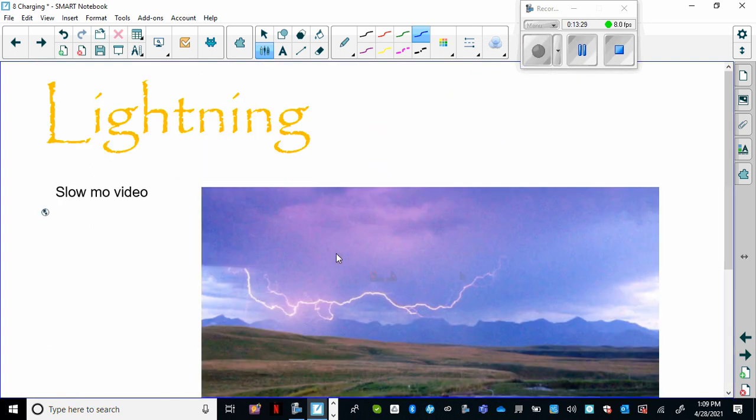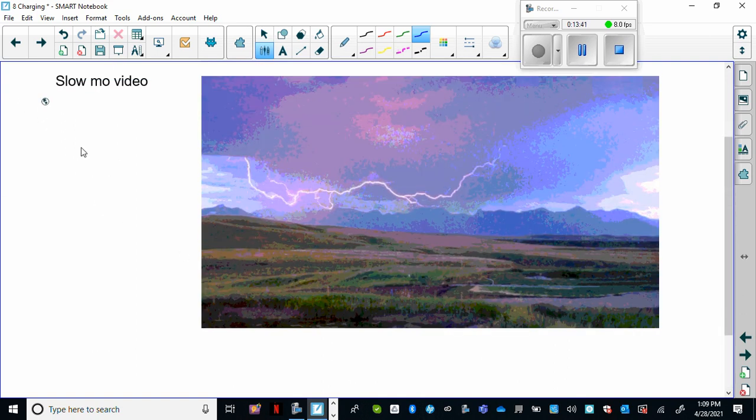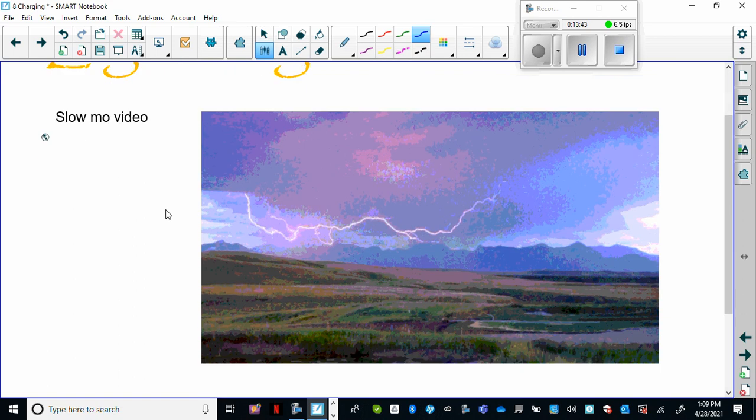And with that, there's a video here. This is a photograph I actually took down south of some crazy lightning. And the slow motion video, we'll watch that in class.